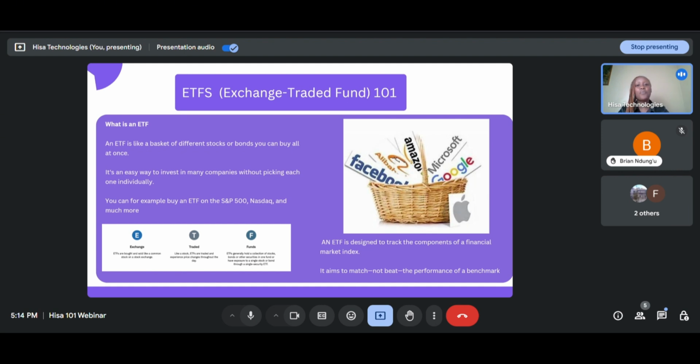The same way the price of a stock can go up and down is the same way an ETF can go up and down. And F stands for fund, which is a collection of stocks or bonds. So exchange traded funds. Now we know what each letter stands for. So what is an ETF? An ETF is like a basket. Yes, an ETF is like a basket of different stocks or bonds that you can buy at once.